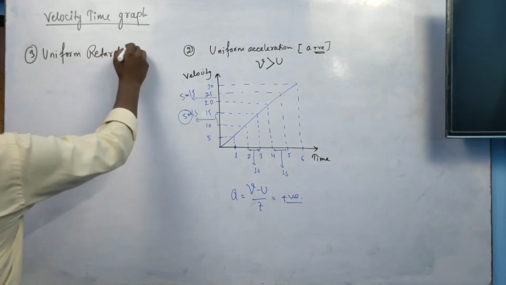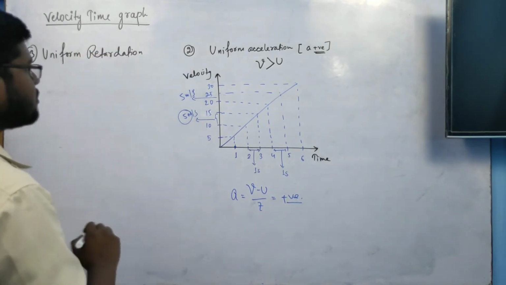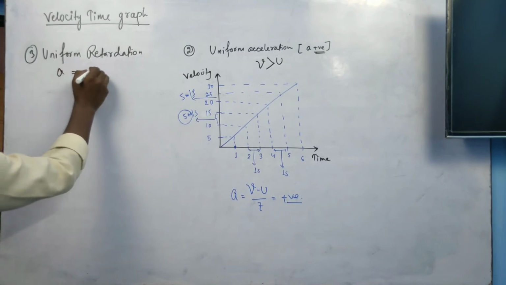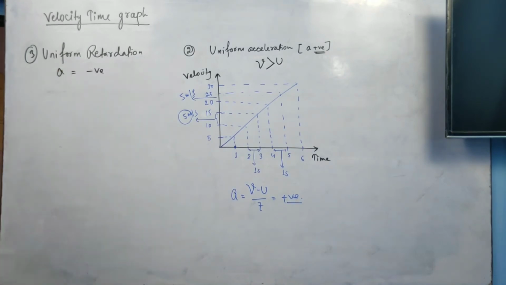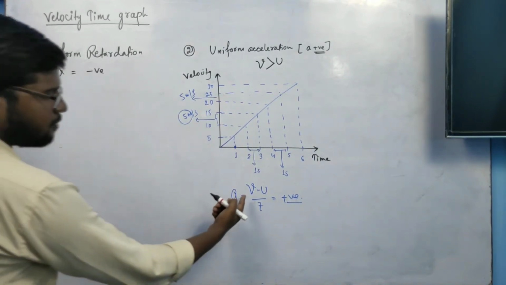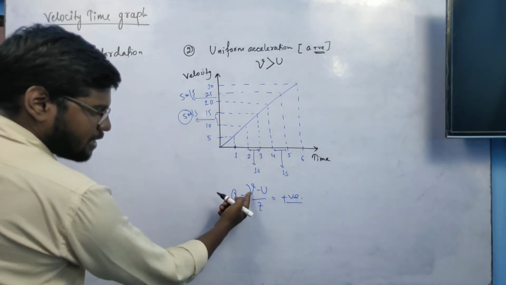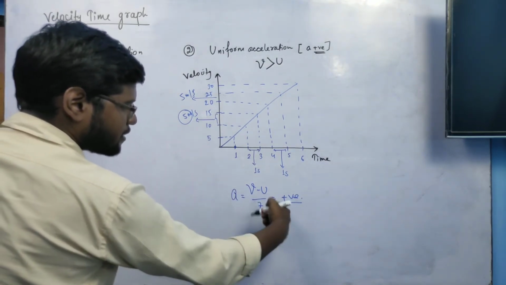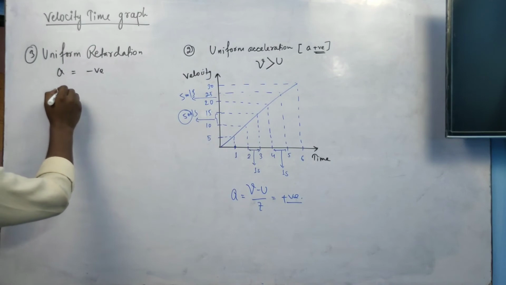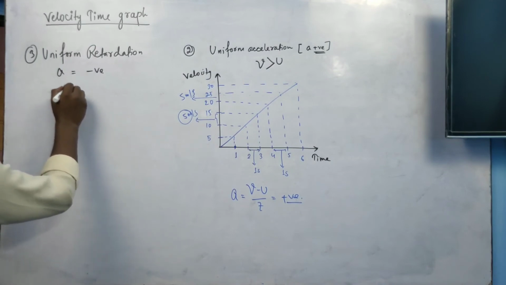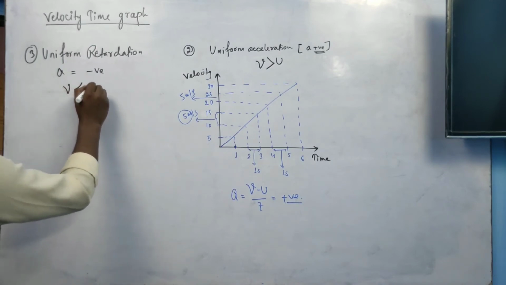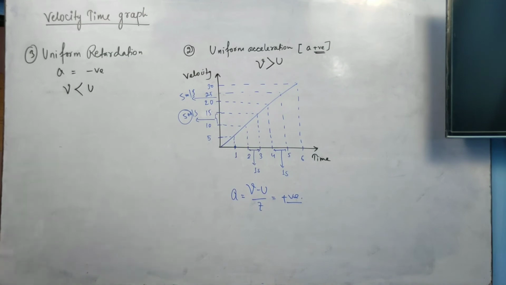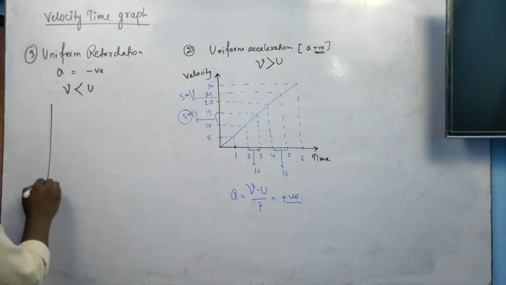As we know, whenever there is retardation, that means acceleration is negative. When acceleration is negative, we can analyze from this formula: whenever v is less than u, the value of acceleration will always be negative. So in this case, the final velocity is less than the initial velocity. We will draw a graph for this.